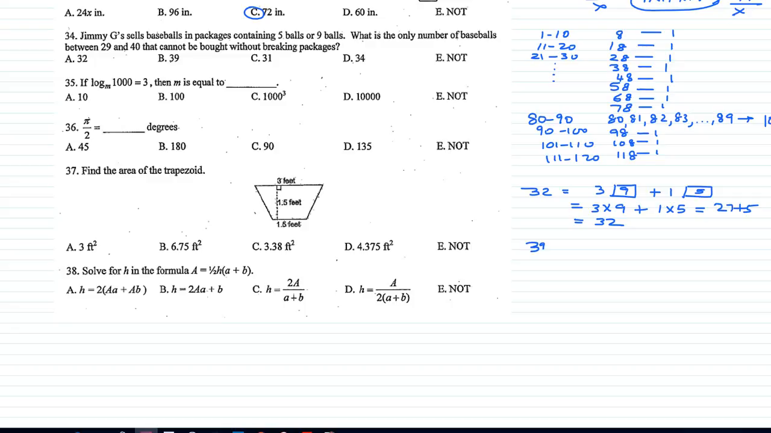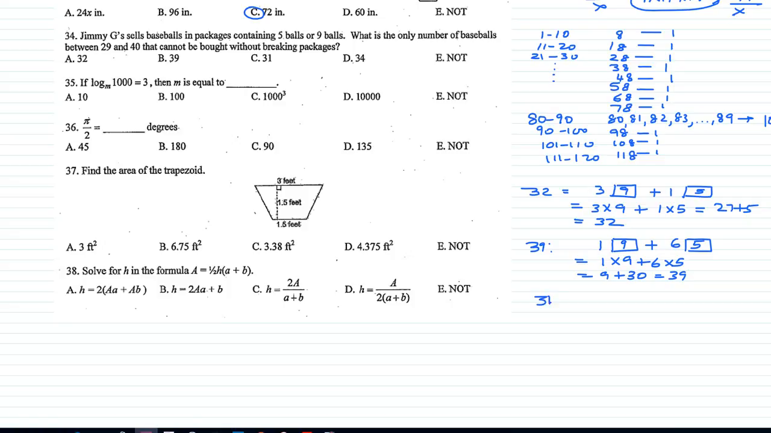Let's see if 39 is possible. So imagine if we have one package of 9 balls and we have 6 packages of 5 balls. So that will give us 1 times 9 plus 6 times 5, which is nothing but 9 plus 30, which is 39. So 39 is also possible.